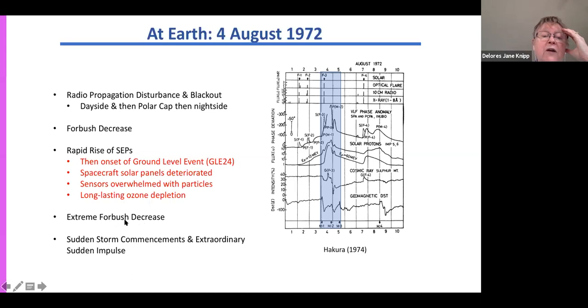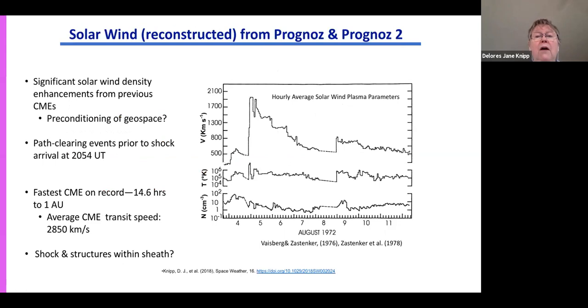So there was something very large, a magnetic structure between the sun and the earth that was actually blocking the cosmic rays. There was a sudden storm commencement at about 21 UT and an extraordinary sudden impulse. It is this sudden impulse that we believe triggered the sea mines. That was associated with a tremendous solar wind and density enhancement that was to some degree pre-existing from a previous CME. It probably preconditioned geospace to be very dense with plasma that would not normally be there.